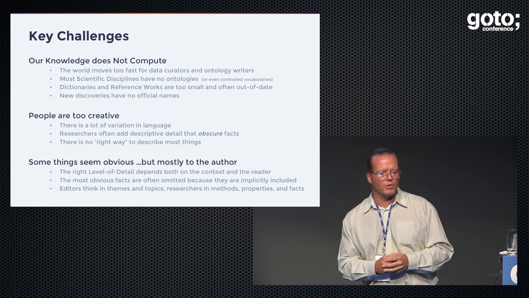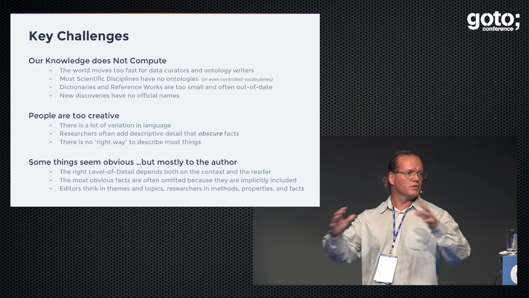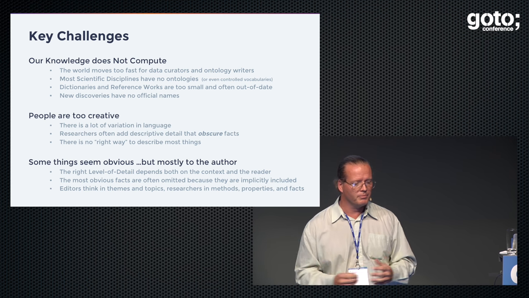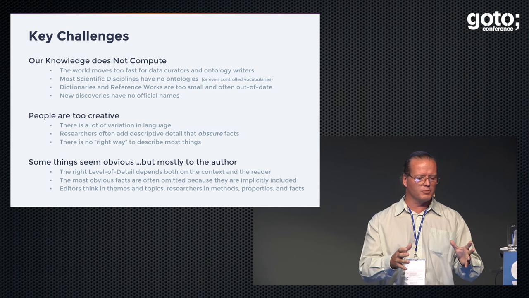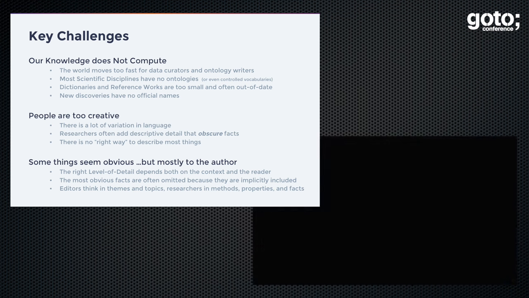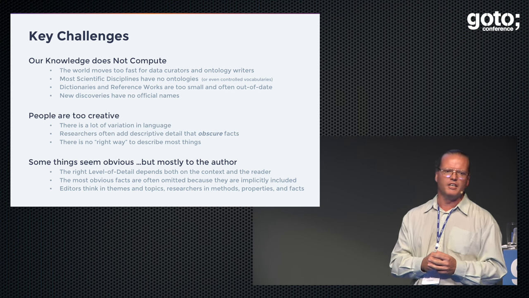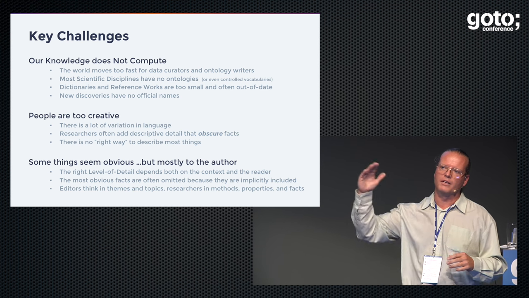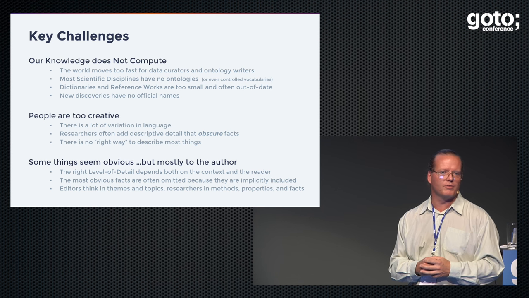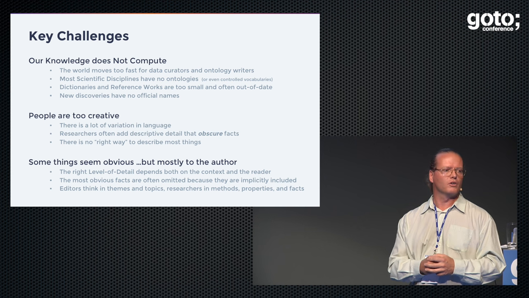The key challenges of what we're trying to do is that unstructured knowledge, text, basically does not compute. As I said before, there's too much stuff going on for humans to be involved in this process. And even when humans are involved on a higher level in building ontologies to represent the knowledge that we have of a certain discipline, it's not going fast enough.